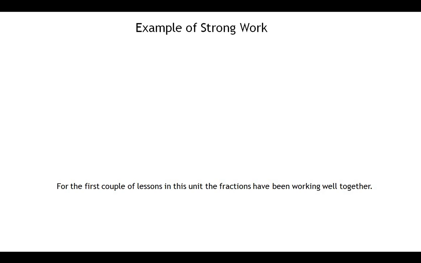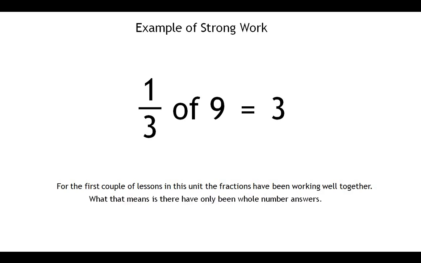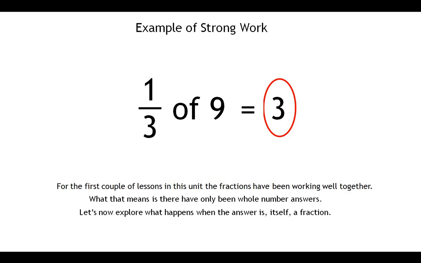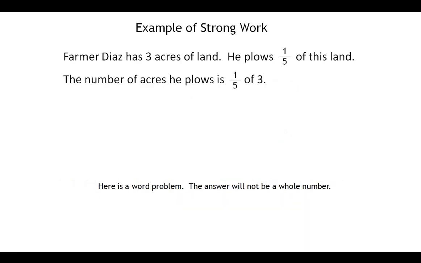For the first couple of lessons in this unit, the fractions have been working well together. What that means is there have only been whole number answers. Let's now explore what happens when the answer is itself a fraction. Here is a word problem. The answer will not be a whole number. Farmer Diaz has 3 acres of land. He plows 1/5 of this land. The number of acres he plows is 1/5 of 3.